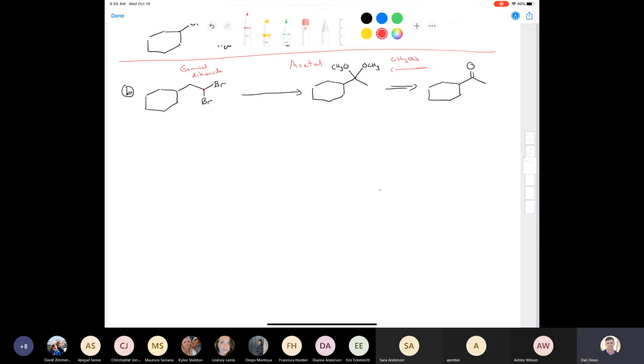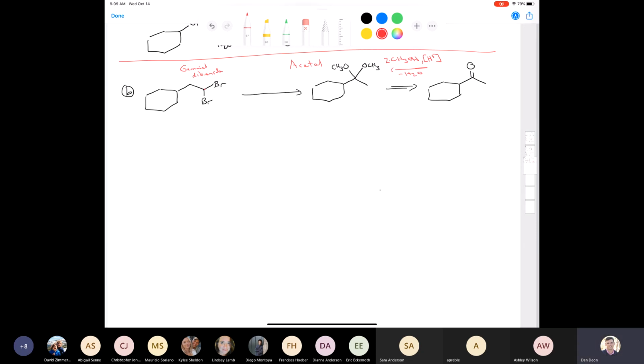Two molecules of methanol. You could write two equivalents, or you could just write XS, whatever. I'll write two. And then we'd need a catalytic amount of acid. And of course, we would remove water to make our acetal. All right.